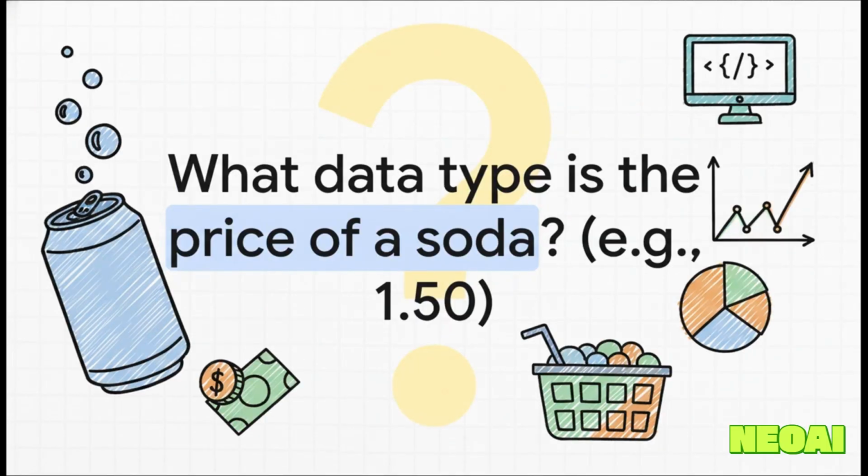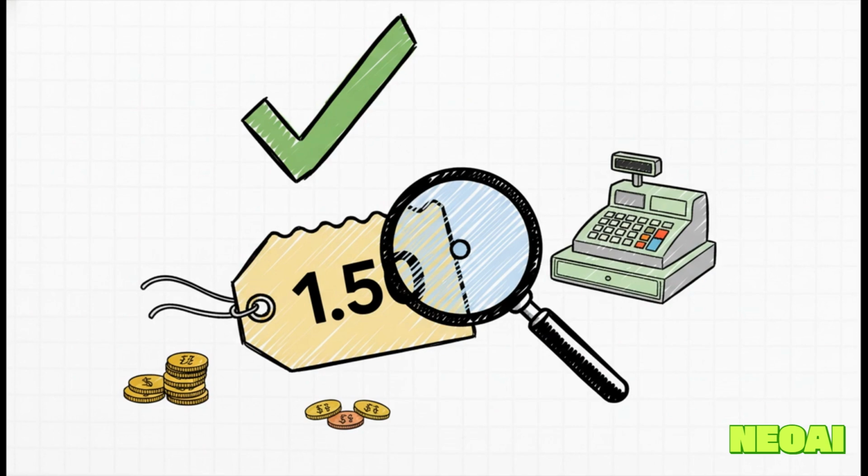And last question for the quiz. The price of a can of soda. Maybe $1.50. What data type are we looking at there? And that is a float. You got it. That little decimal point is the dead giveaway. Any number with a decimal part is a float.